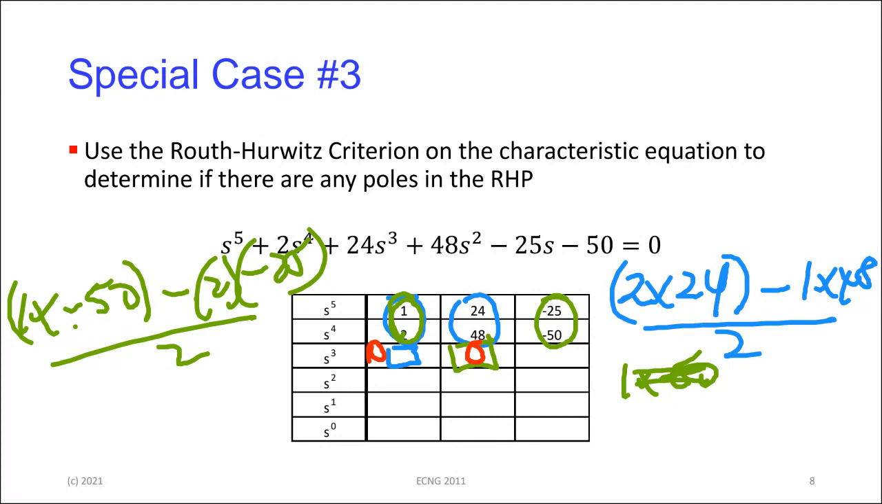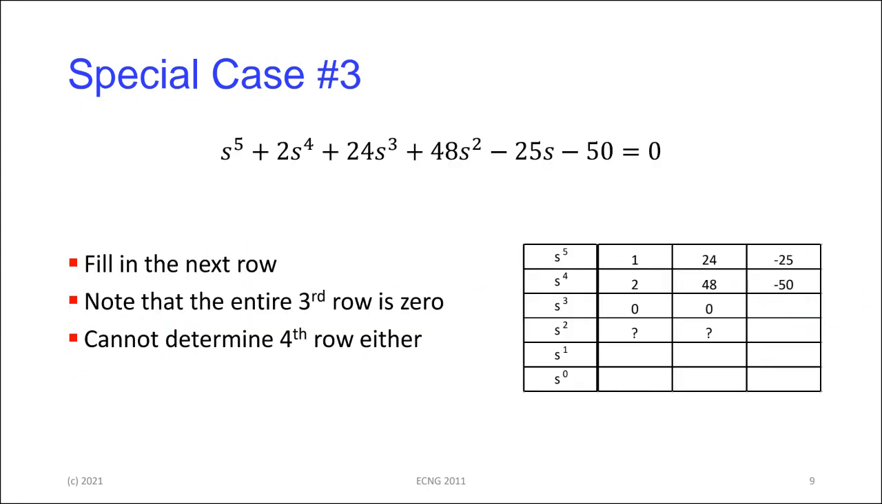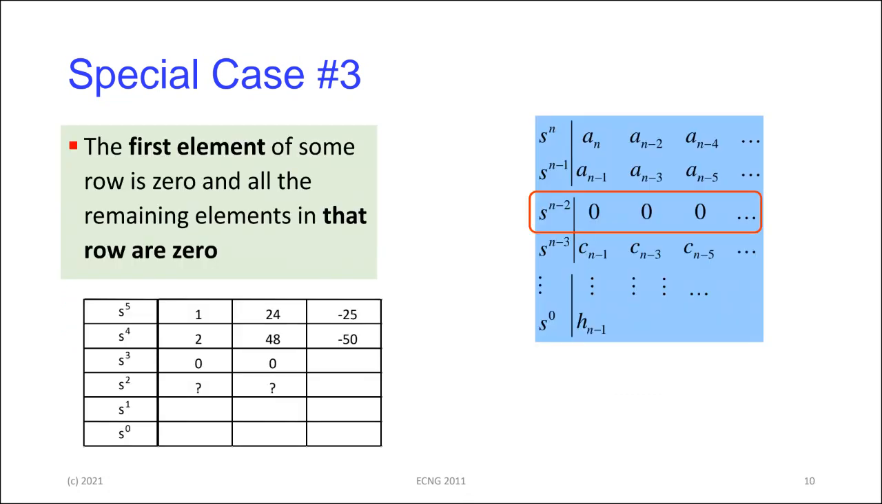This brings us to the third case that we want to deal with, where everybody in a particular row is now 0. How do we handle that? Well, this is the most complicated of the lot. Once you have two zeros here, I can't go any further. I can't calculate the S squared, and therefore the S^1 and the S to the power 0. So how do we handle that? Again, this is all part of the polynomial theory.